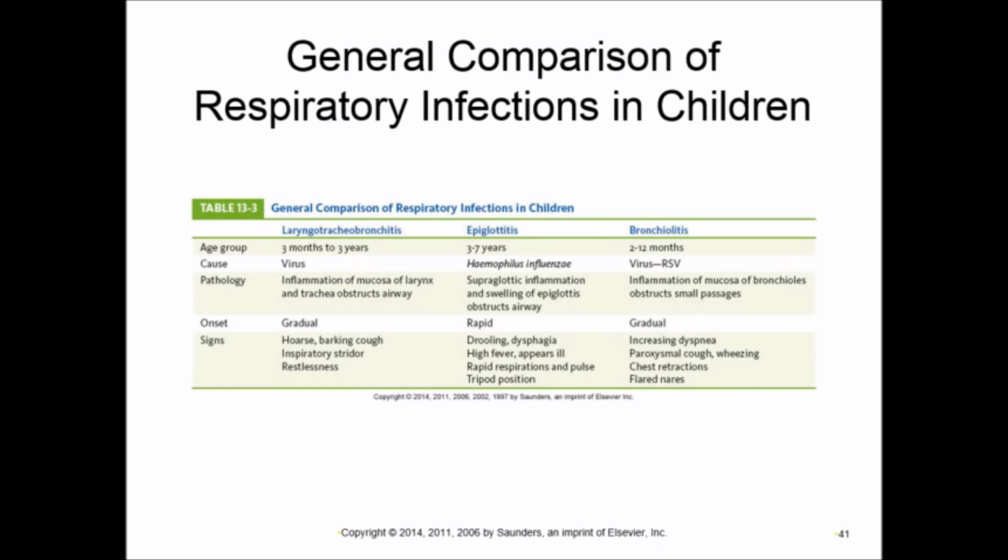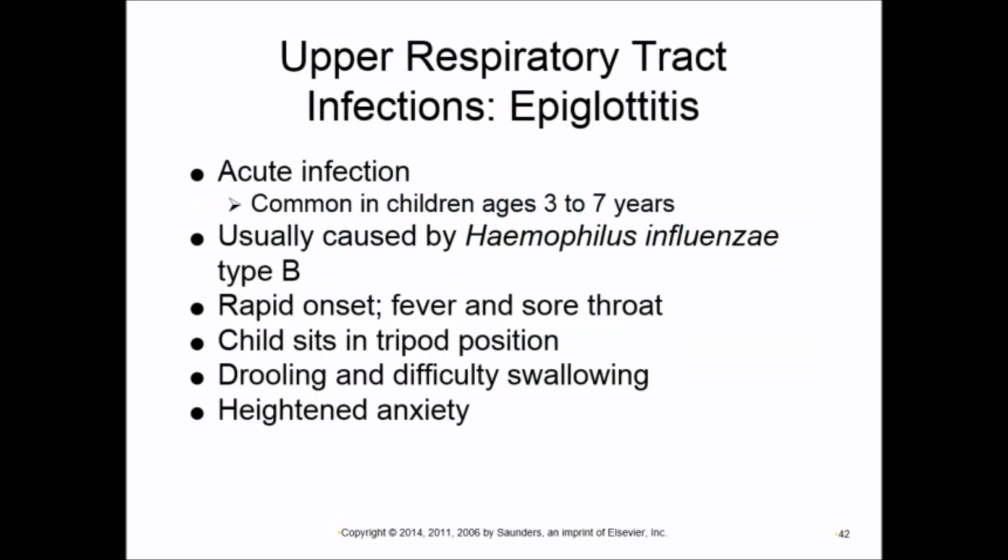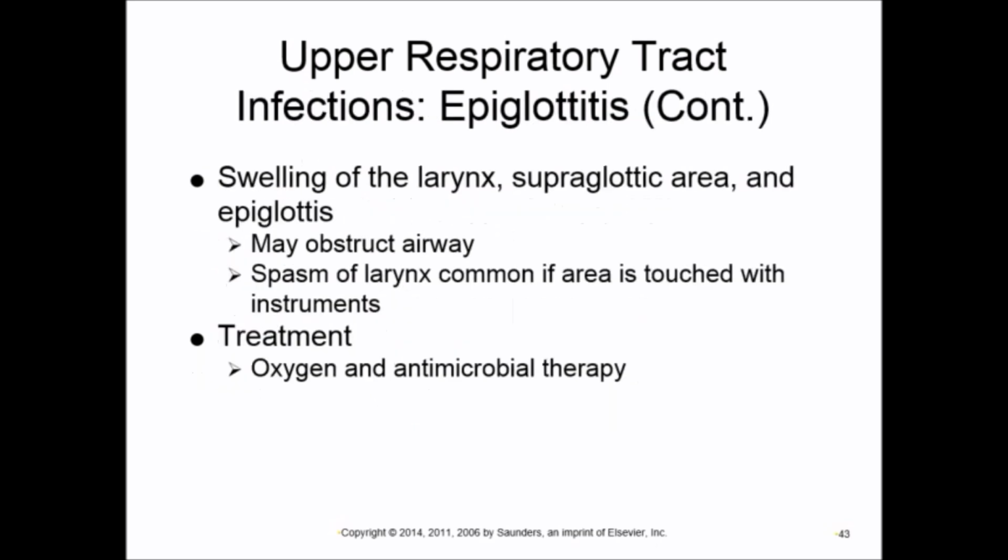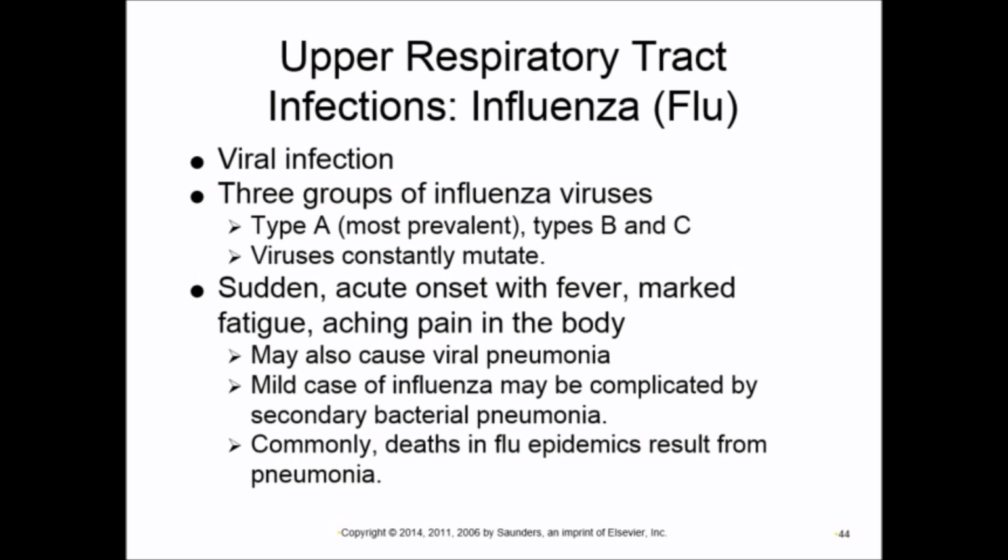Versus bronchiolitis, this will be more of a dyspnea and paroxysmal cough, flared nose. So they will have more problems breathing. Acute versus chronic infection. Acute infection, epiglottitis in this case, 3 to 7 years, and Haemophilus influenzae type B. This is all covered in the table. I'm not going to repeat that again. So this is epiglottitis.